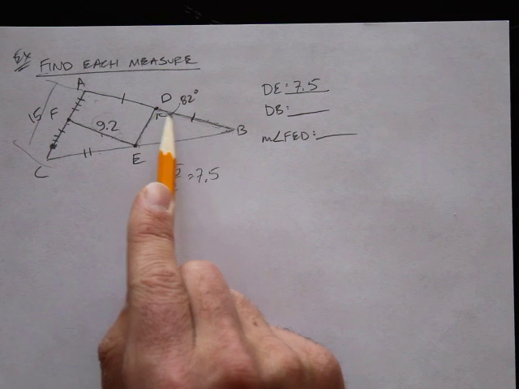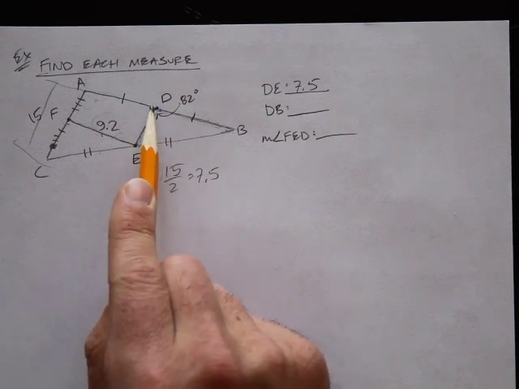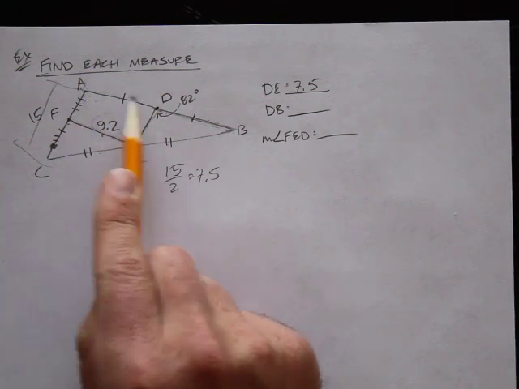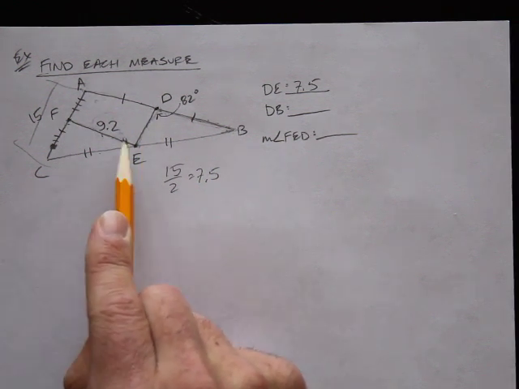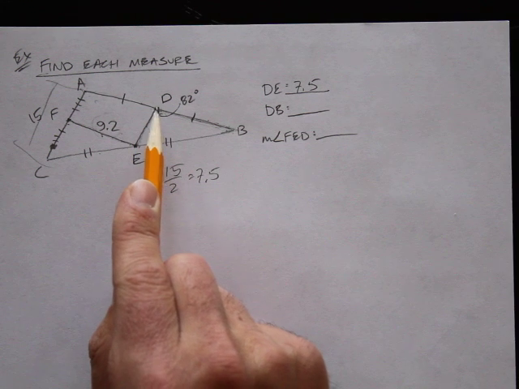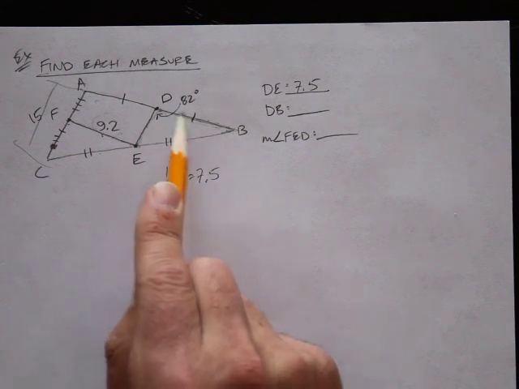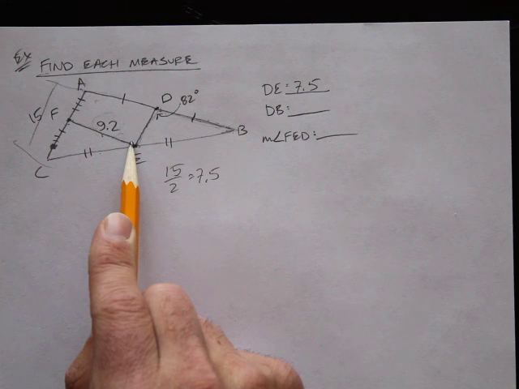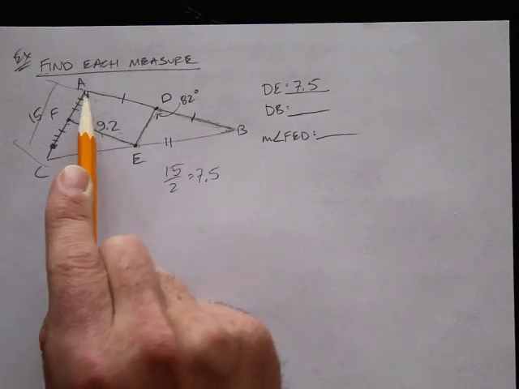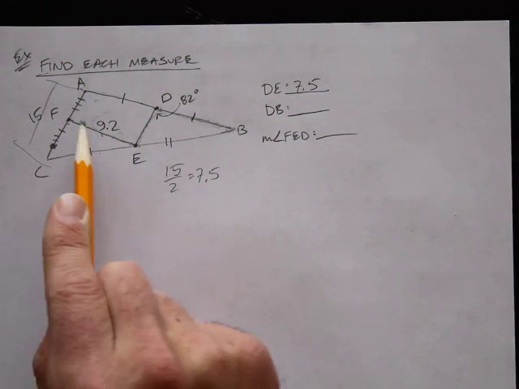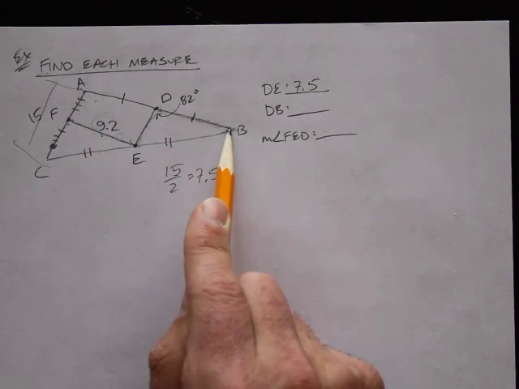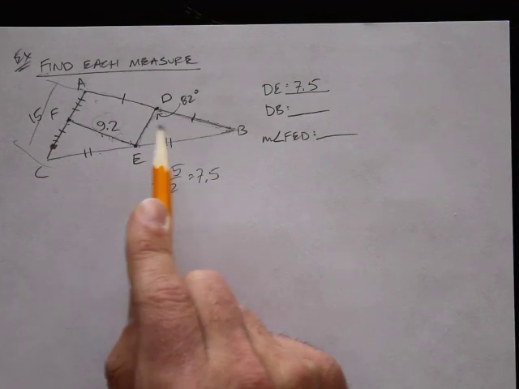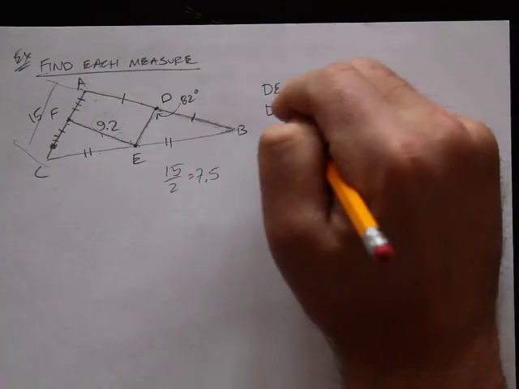And then I want to cut this side in half, because DB is half of AB. So really what I'm saying is this 9.2 is the same as this. This length is the same as this length, because this length is half of AB and FE is half of AB. Interesting. So 9.2 is DB. DB is 9.2.